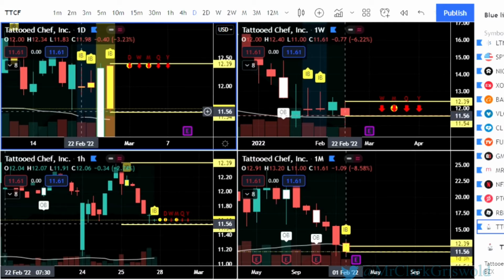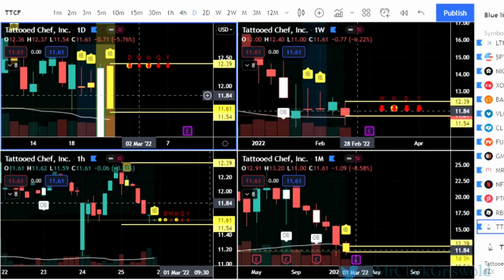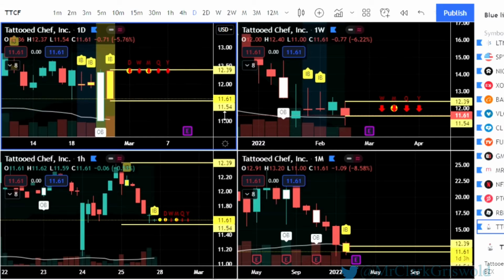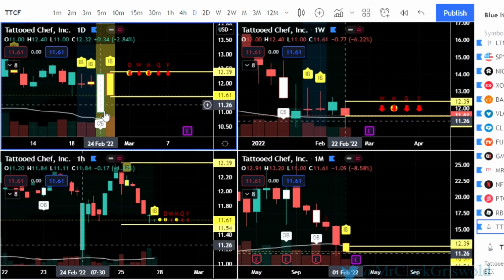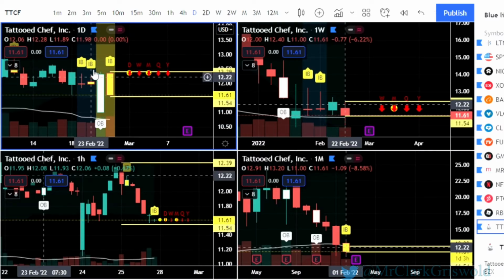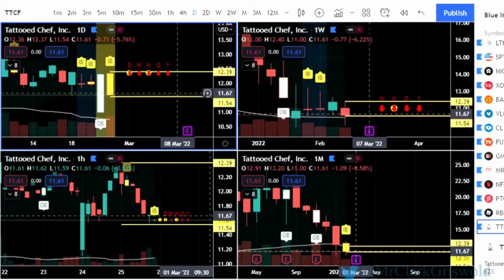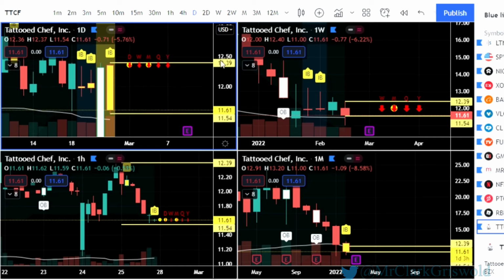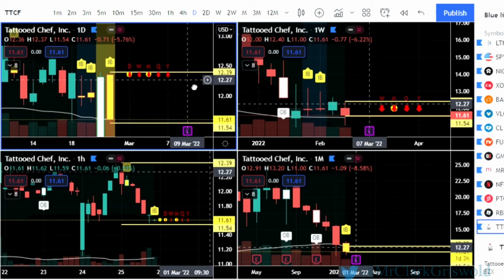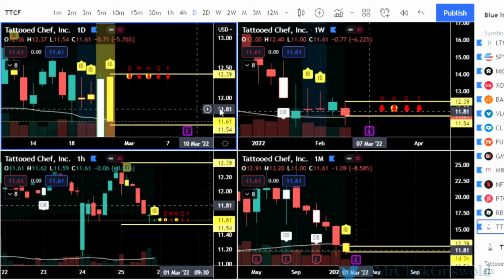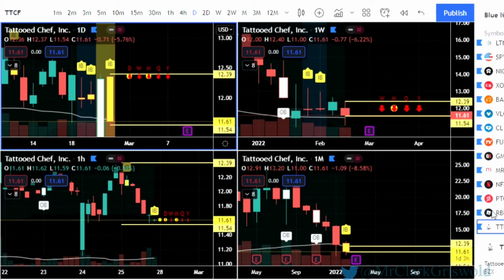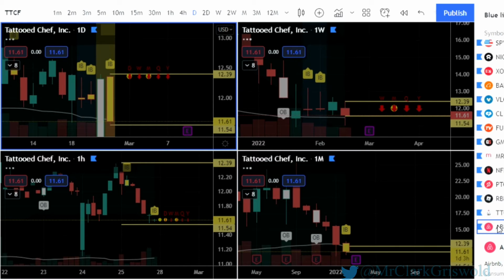You see inside bar, outside bar. That was the Russian invasion, so that's why we have that. We opened up here and came all the way back up. So there's been a lot of consolidation on Tattooed Chef. So this is another one that I would be looking at for sure, because at some point you have to have a breakout. So calls at 12.39, puts at 11.54. Tattooed Chef will probably be on my watch list.